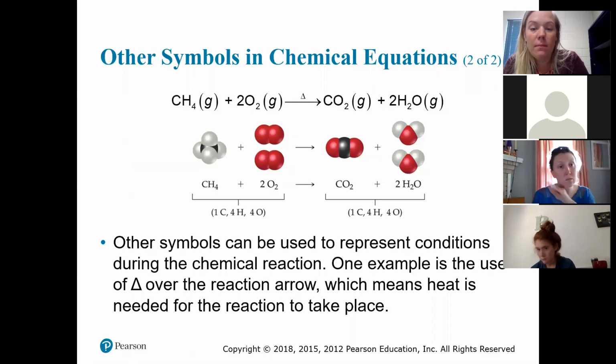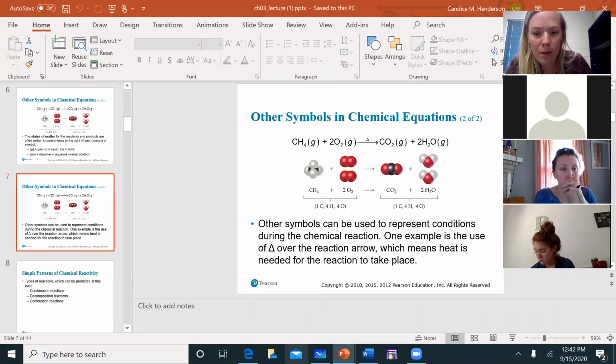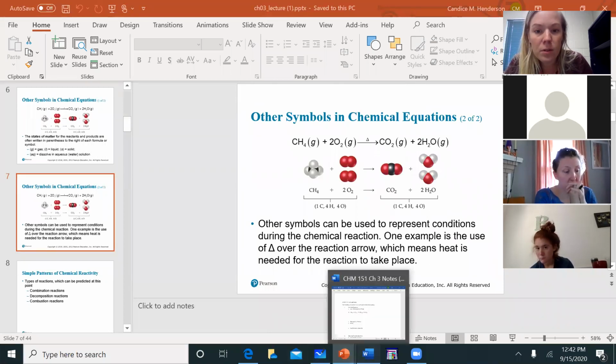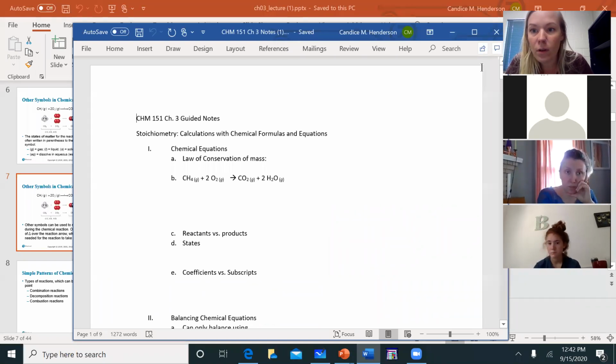So the slides themselves don't actually show us how to do any balancing. So let's balance some equations. I'm going to pull up those notes.